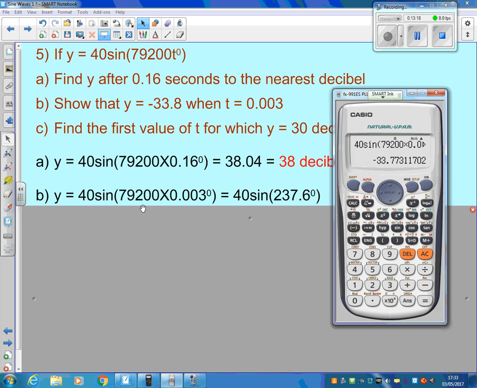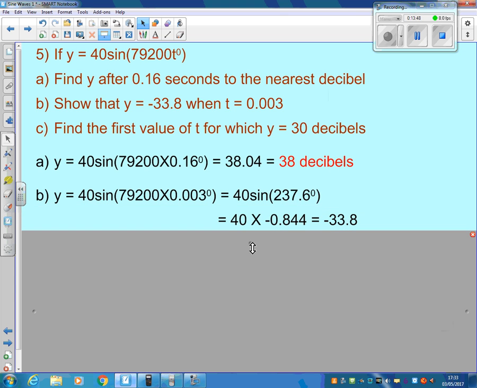So the bit I'd be putting down is 79,200 multiplied by 0.003 equals 237.6 degrees. So I work out the bit in the brackets. Okay, then the next thing I need to do is find sine of that. So I do sine of the answer, which equals minus 0.844. So notice here I'm putting minus 0.844.